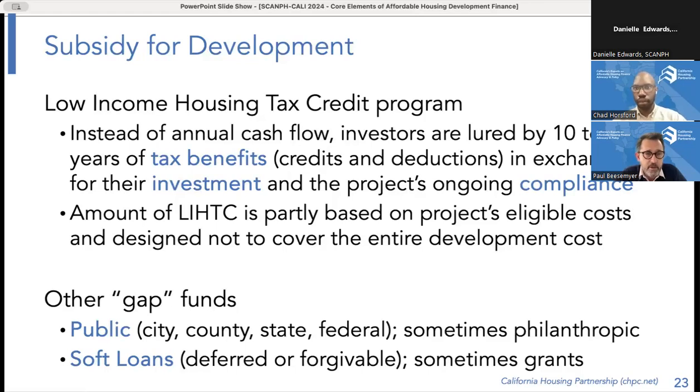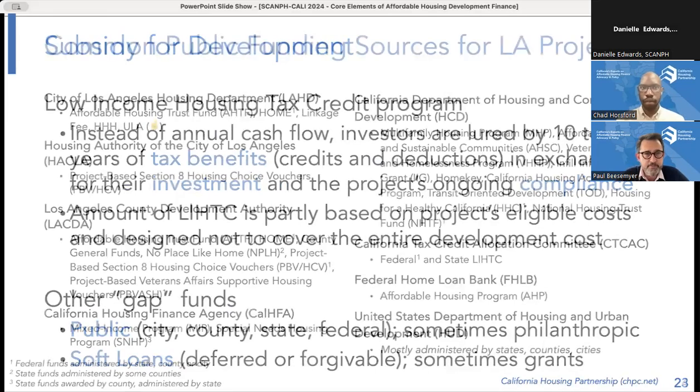And that is our other gap funding. So that's different levels of funding through public agencies, sometimes through philanthropy, that most typically comes in the form of a soft loan, that is a loan for which there's a promissory note and a deed of trust, but for which payments are only due if there's cash flow available to pay them. Let's do the next slide.